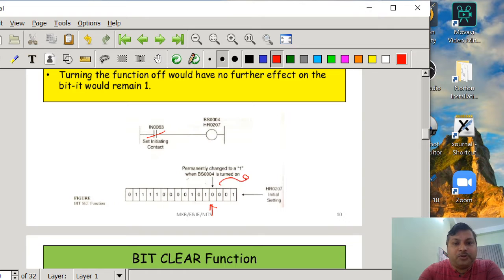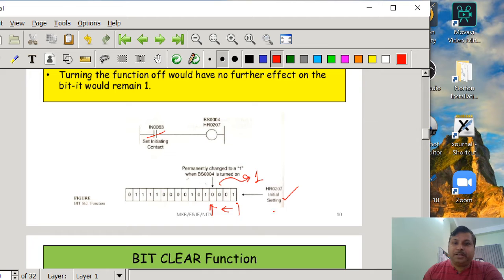So bit 4 is going to change from 0 to 1, and remember that the counting will start from the right side, this is the initial starting point, not from the left side. The fourth bit is counted from the right side.